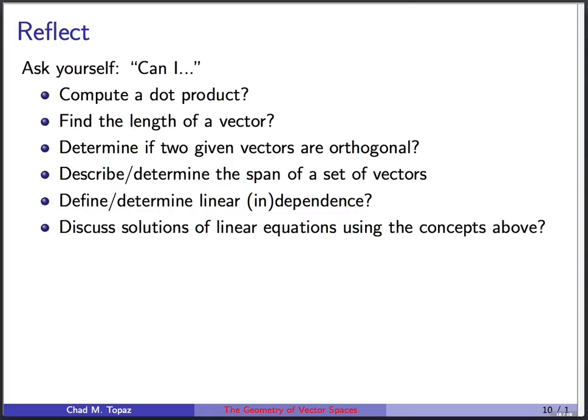Ask yourself if you can do the following. Can you compute a dot product, find the length of a vector, determine if two given vectors are orthogonal, describe and determine the span of a set of vectors, define and determine the linear independence if certain vectors are linearly independent or linearly dependent, and then discuss the number of solutions that a set of linear equations has using these concepts.